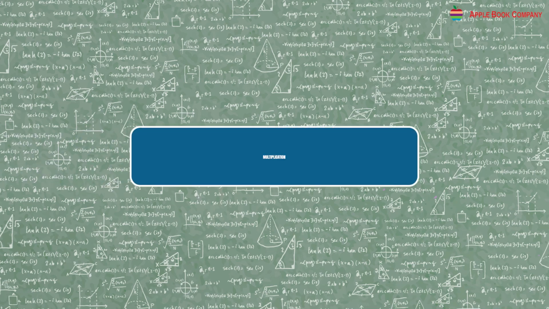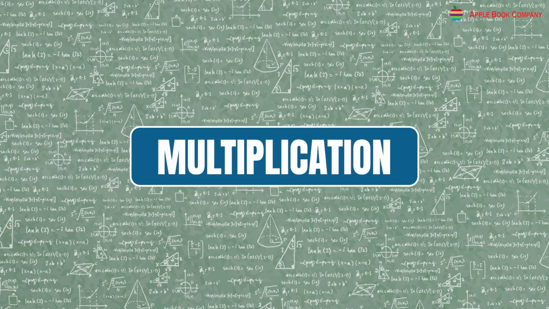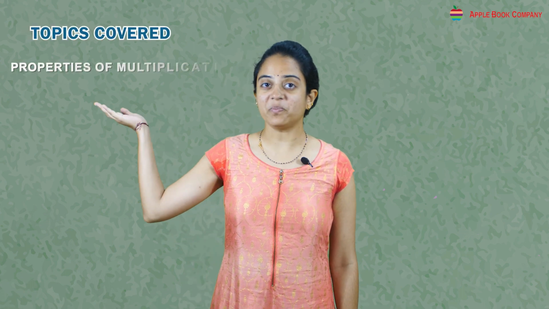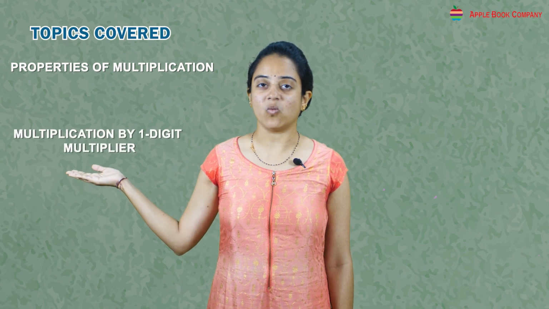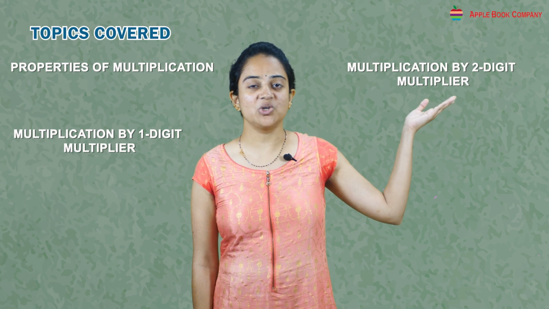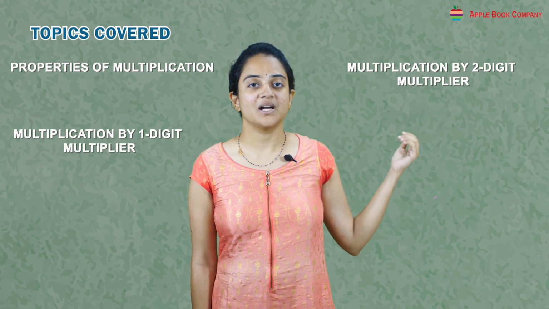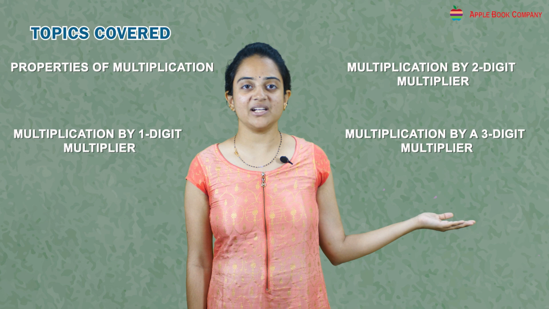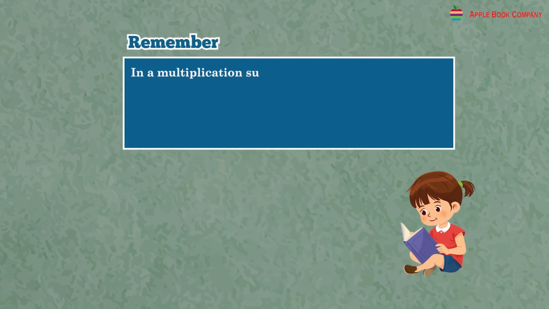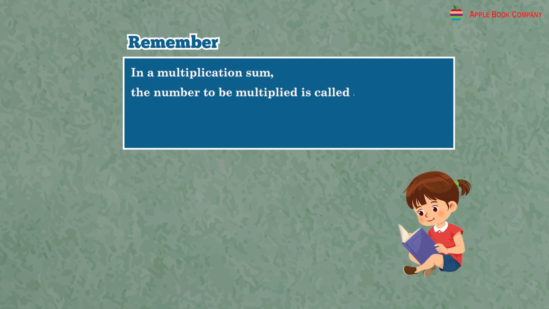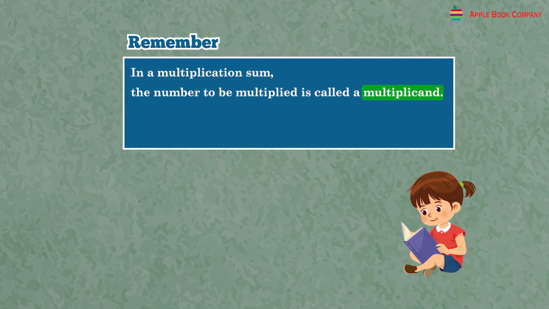Hello kids! Our next chapter is about multiplications. The topics to be covered are properties of multiplication, multiplication by a one-digit multiplier, multiplication by a two-digit multiplier, multiplication by a three-digit multiplier. Remember, in a multiplication sum, the number to be multiplied is called a multiplicand.